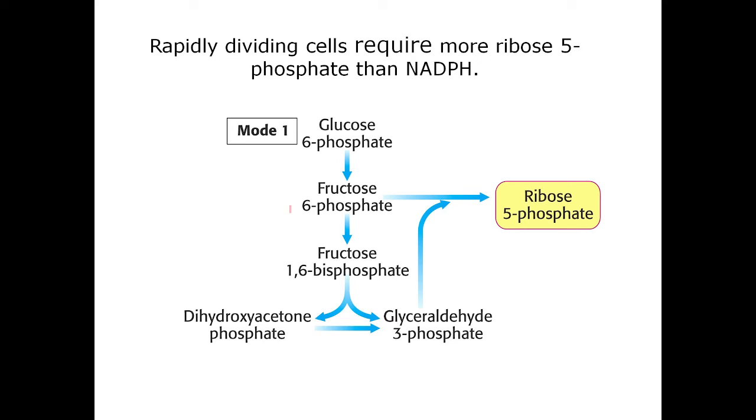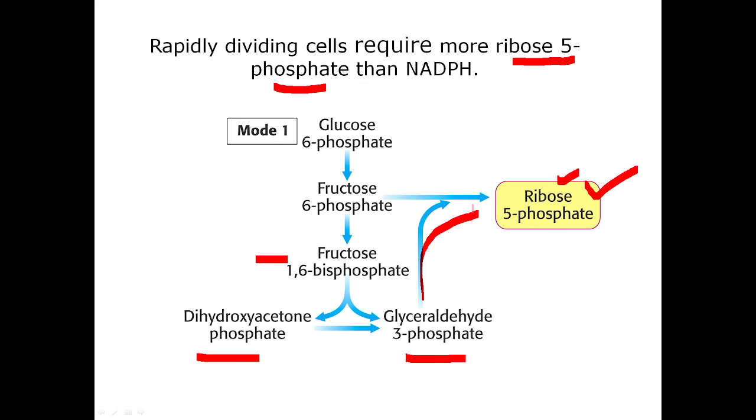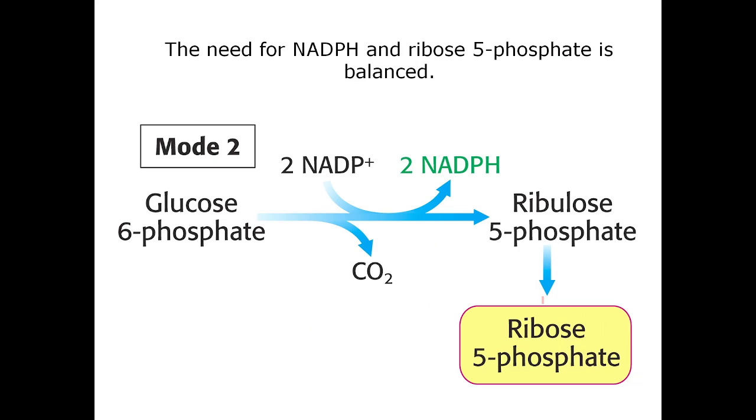Rapidly dividing cells require more ribose 5-phosphate than NADPH. So we can see this ribose 5-phosphate is a part of DNA and RNA, so that is why it is required more. You can see glucose 6-phosphate gets converted into fructose 6-phosphate, which can get converted into ribose 5-phosphate, or fructose 6-phosphate can get converted into fructose 1,6-bisphosphate. It again under glycolysis can get converted into dihydroxyacetone phosphate and glyceraldehyde 3-phosphate, and this glyceraldehyde 3-phosphate can again enter into the ribose 5-phosphate. So the need for NADPH and the ribose 5-phosphate is balanced.